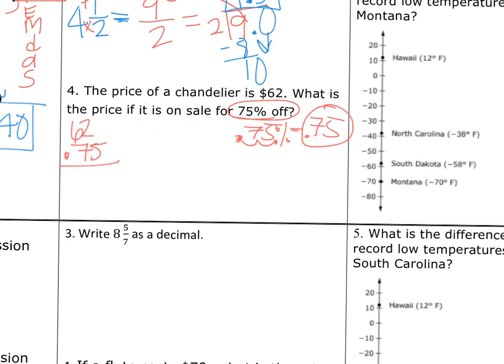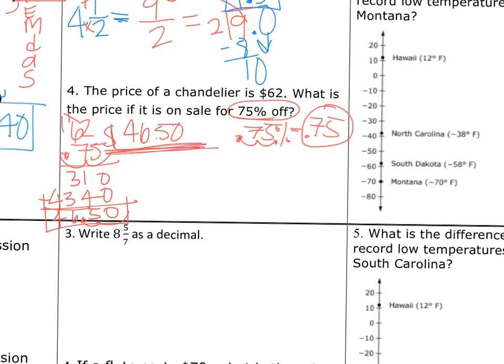Just multiply this out. So you multiply it out on your paper and I'll multiply it out right here. 2 times 5 is 10. 5 times 6 is 30, 31. Put your placeholder. 2 times 7 is 14. 6 times 7 is 42. Plus 1 is 43. Add those together and I get... And then I have 2 decimal places, 2 decimal places. So I have 46.50. But this right here is the discount.